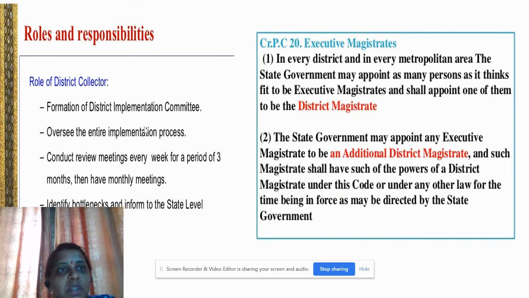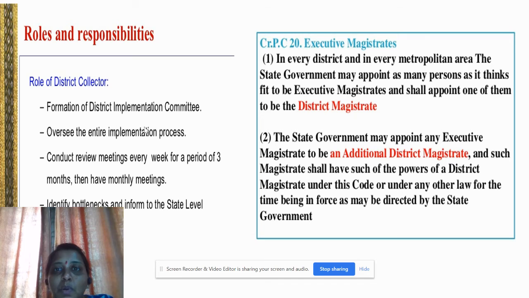Now, what are the roles and responsibilities of the district collector? The district collector is the head of a district. He is responsible for the formation of the district implementation committee, oversees the entire implementation process, and identifies the state level steering committee. In every district, the collector is the head of the district, and he has some roles and responsibilities.